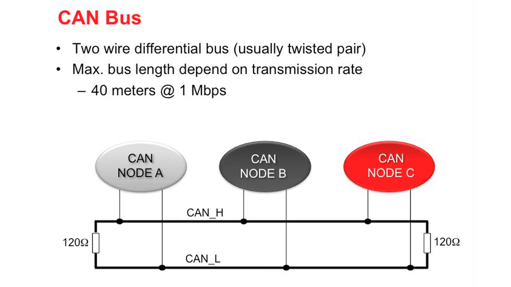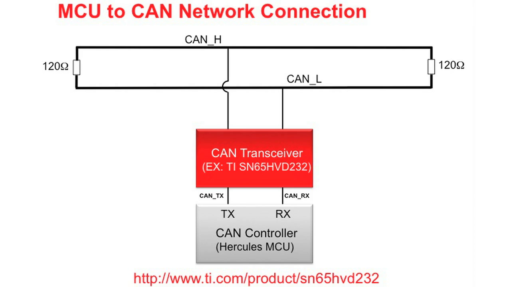The maximum length of a CAN network will depend on the data transmission rate. At the maximum data rate of 1 megabit per second, the max CAN bus length is 40 meters. Both ends of the CAN network should be terminated with 120 ohm resistors between the CAN high and CAN low signals. Because a CAN network is made up of CAN high and CAN low differential signals, a network interface transceiver is needed in between the digital CAN I/O transmit and receive pins of the microcontroller and the actual network.